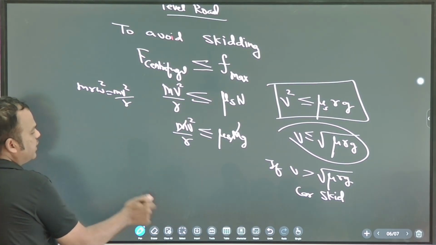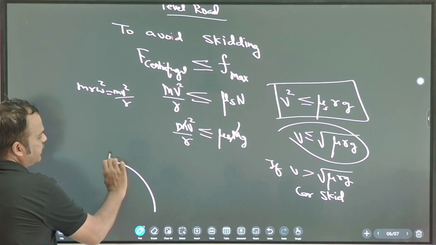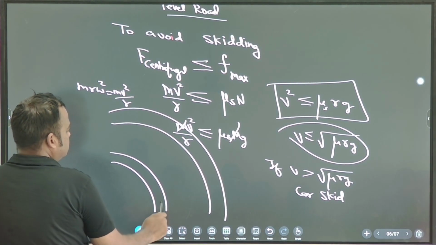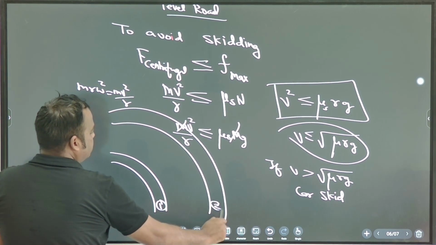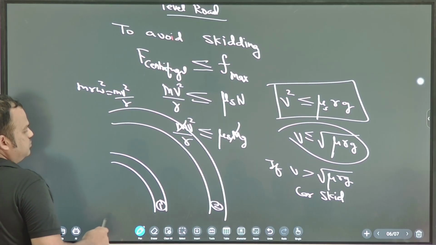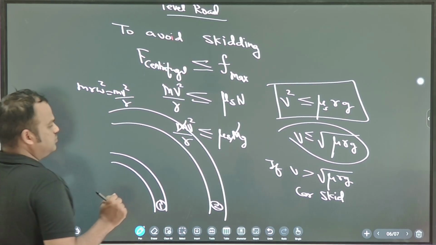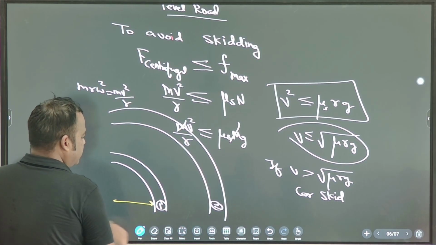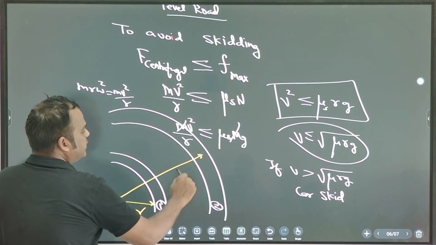Now I am drawing two diagrams. You tell me which has less radius. This is road 1 and this is road 2. Which has less radius? Road 1 has a small radius. Road 2 has greater radius. Correct?